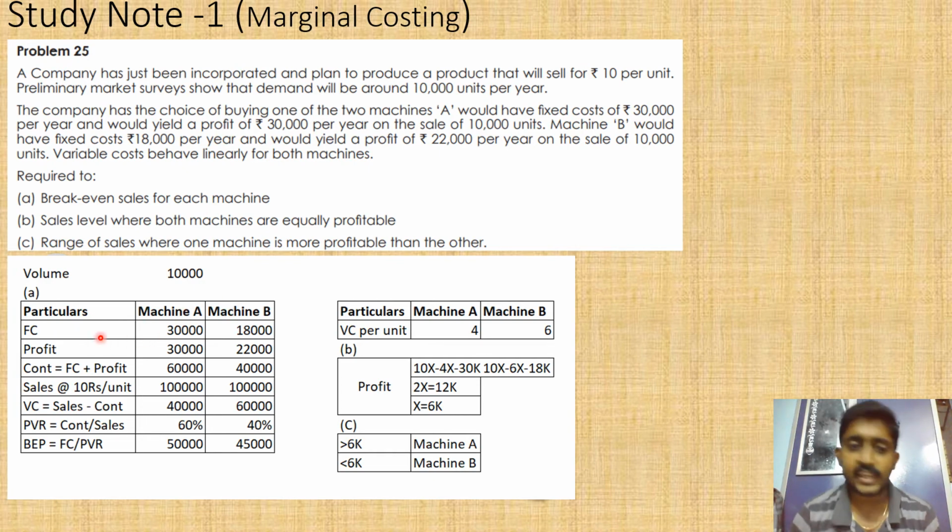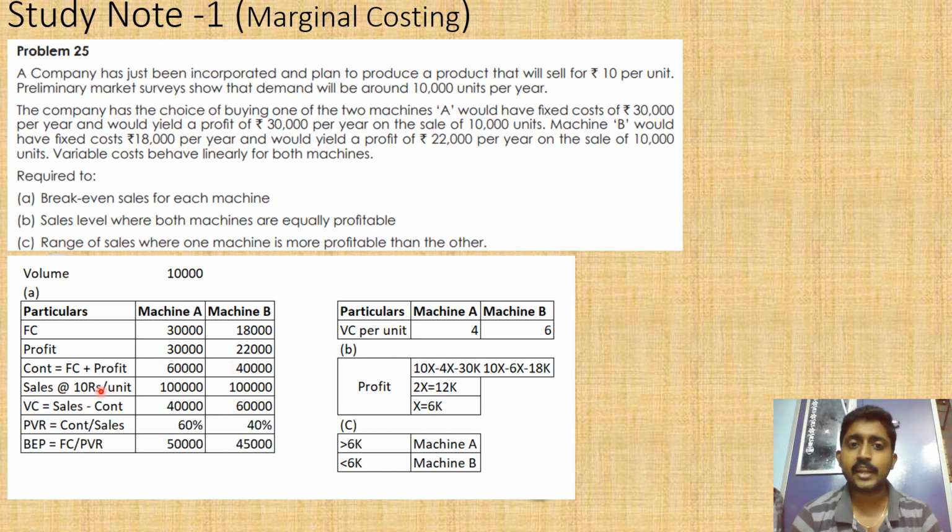Fixed cost of running is given, 30,000 for machine A, 18,000 for machine B. Profit is also given, 30,000 and 22,000. So contribution is sales minus variable cost, and contribution minus fixed cost is profit. Which means you have the profit and you have the fixed cost, so fixed cost plus profit will become the contribution. It's just a reverse calculation. So contribution can be found, which is fixed cost plus profit. So 60,000 is the contribution of machine A and 40,000 is the contribution of machine B.